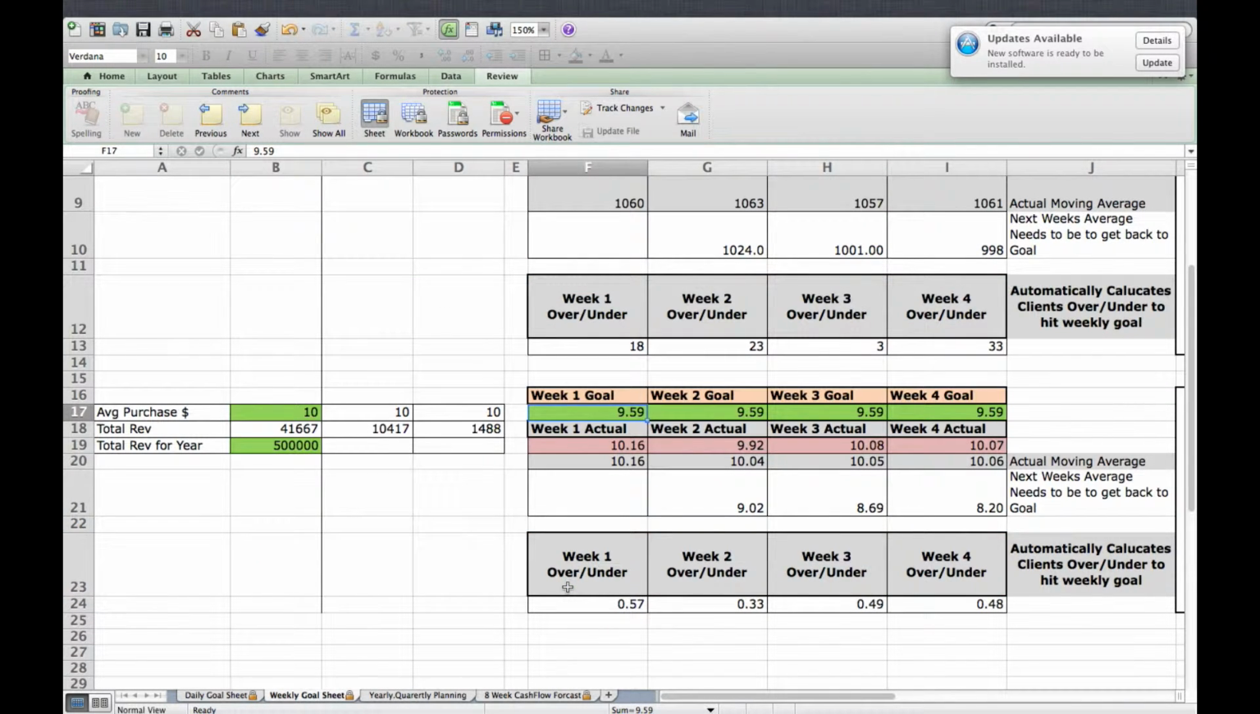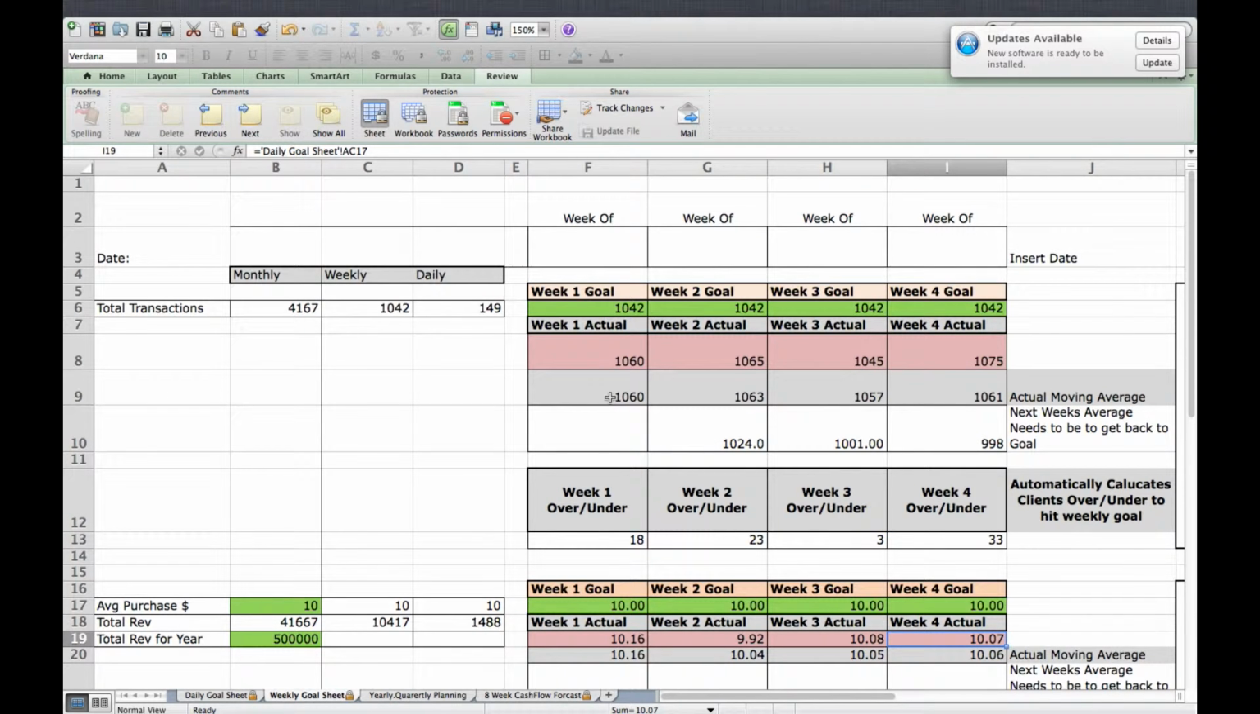Then notice over here, we have right now a goal of 959, but let's say we're going to raise that to 10, and we're going to put this at 10, and this is at 10, and this at 10. So we know our weekly goal. So then what this does here is we have our weekly goal here. These numbers automatically pull based on the results that are over there.